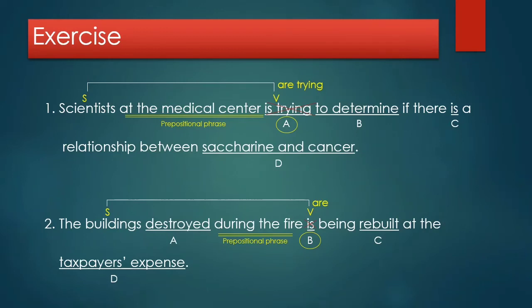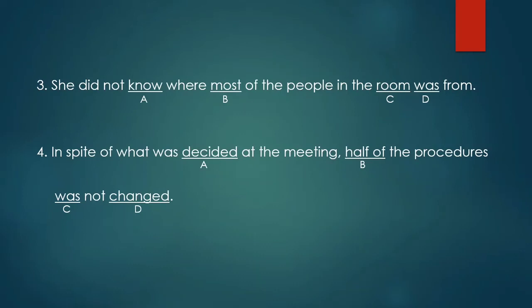Question number 3. She did not know where most of the people in the room was from. The answer is D, was, because the subject is in the form of expression of quantity, most of the people, and the object of preposition is plural noun, people. So, the verb should be in the form of plural by using were. The correct sentence is, she did not know where most of the people in the room were from.